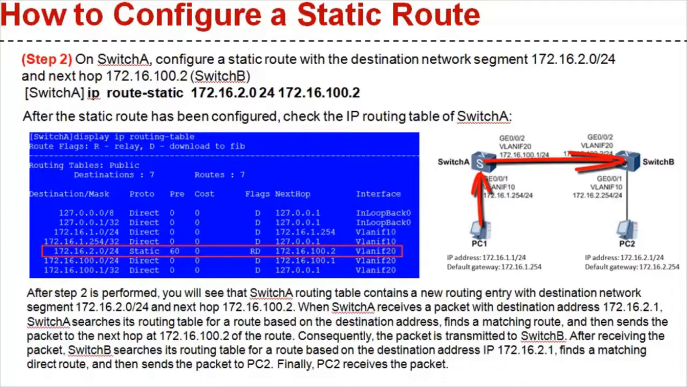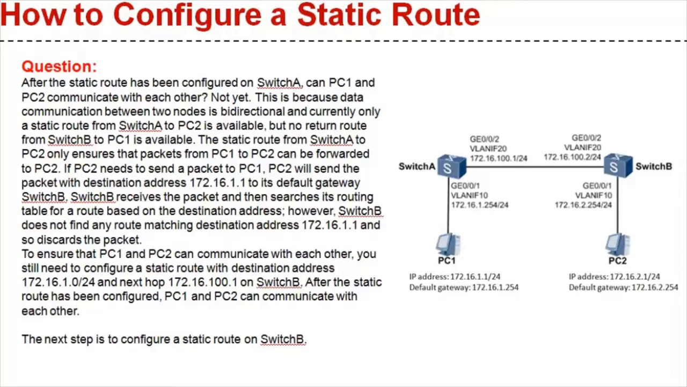After receiving the packet, switch B searches its routing table for a route based on the destination IP address 172.16.2.1, finds a matching direct route, and then sends the packet to PC2. Finally, PC2 receives the packet. After the preceding operations have been completed, can PC1 and PC2 communicate with each other? Not yet.